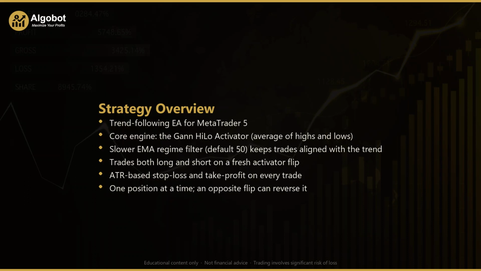On top of that, the strategy adds a slower exponential moving average as a regime filter, set to 50 bars by default. Long trades are only considered when price is trading above that average, and short trades only when price is below it. This filter is there to discard the many false flips that happen while a market is drifting sideways around its mean. Because the activator works symmetrically, the EA trades both directions. It can go long in an up move and short in a down move, using exactly mirrored logic.